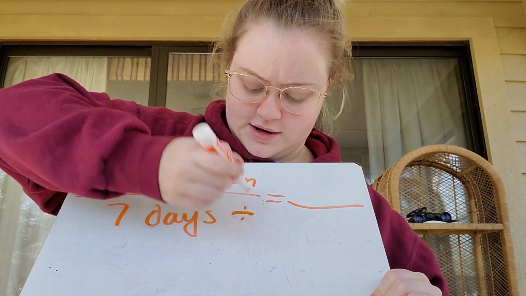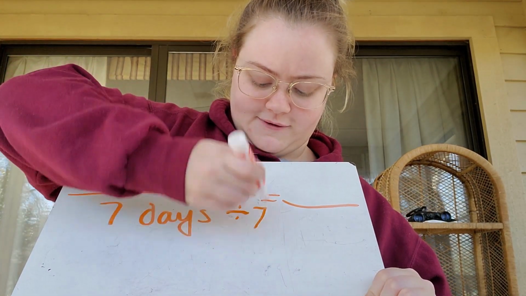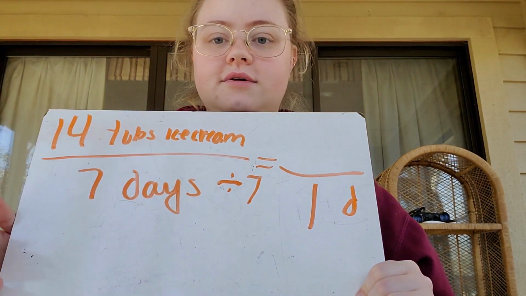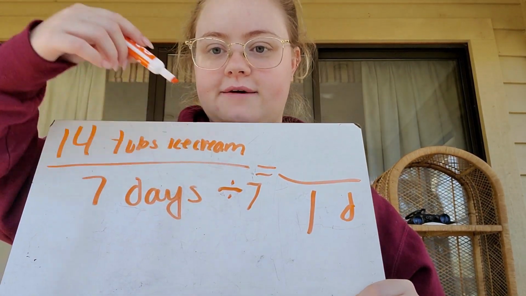How do I do that? I take my bottom number, divide it by itself, and make that 1, okay? Now, what I do to the bottom, I have to do to the top.